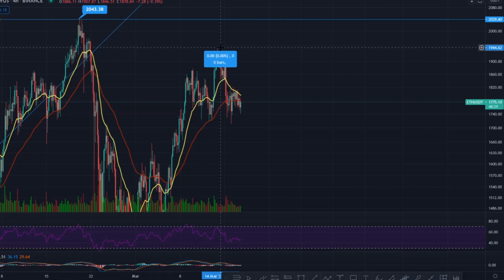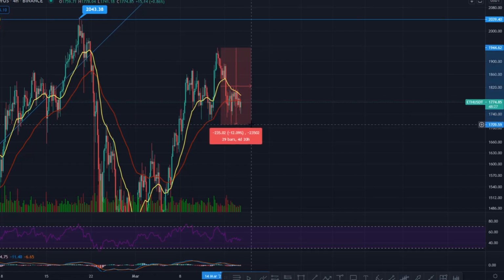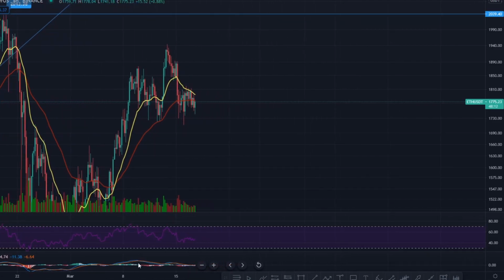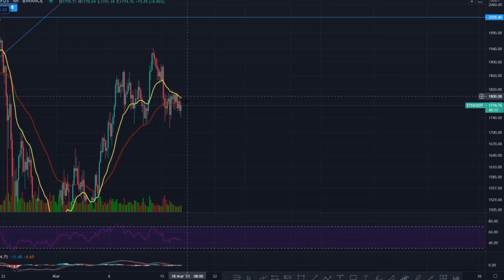I think from that point we fell down almost 12%, which is a large move for a market cap of Ethereum's size. So basically we broke back up, and we're now hitting our head, and as you can see we are actually under the 55 EMA on the 4-hourly time frame. So we do need to see a pump for Ethereum to get back above this 55 and the 20 on the 4-hourly time frame.